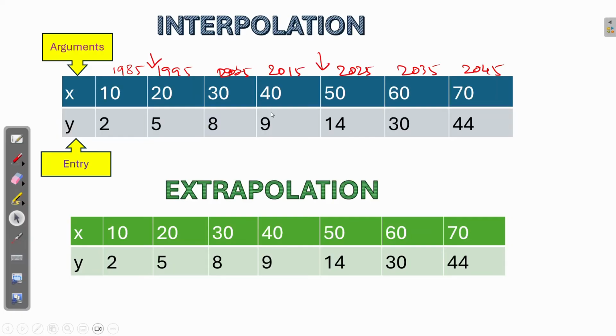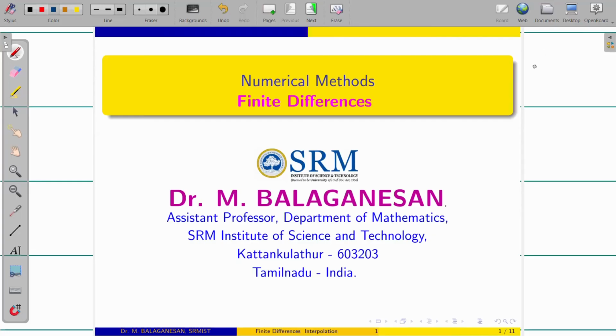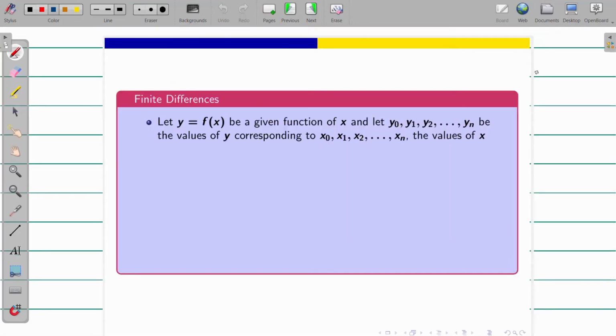Before going to this topic, you should learn the basics of finite differences. We will talk about n number of differences. The two major topics are forward differences and backward differences. We are going to use the forward difference operator and the backward difference operator. There are some other operators also, like the central difference operator, but these are the two major topics. Okay, now come to this video.